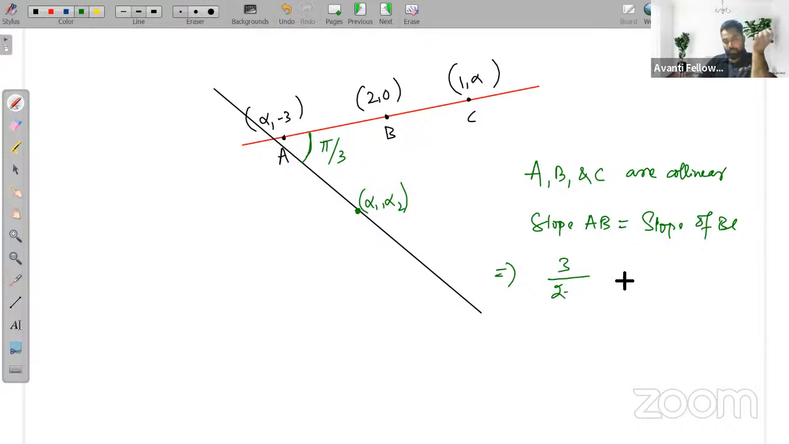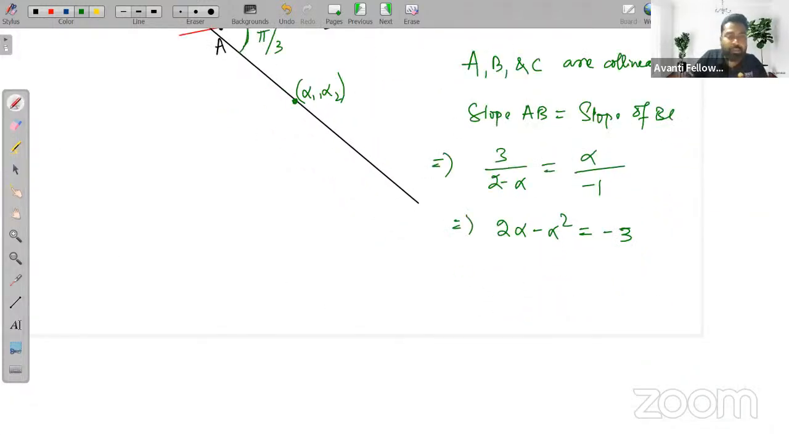2 minus alpha is equal to the slope of BC, that is alpha minus 0 upon 1 minus 2, that is minus 1. If you cross multiply these two, what you will get? I'm getting 2 alpha minus alpha square is equal to minus 3. So here I'm getting a quadratic equation: alpha square minus 2 alpha plus 3 is equal to 0.